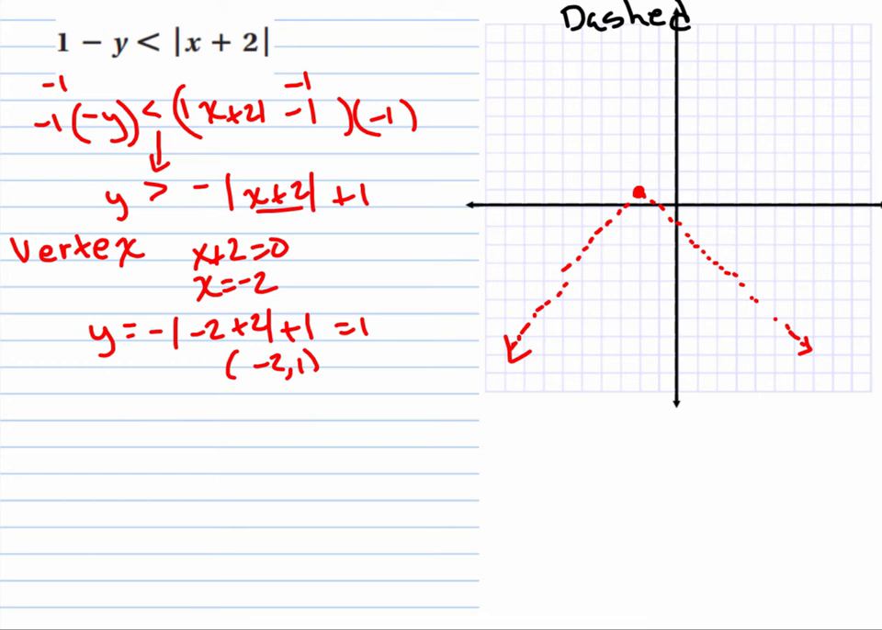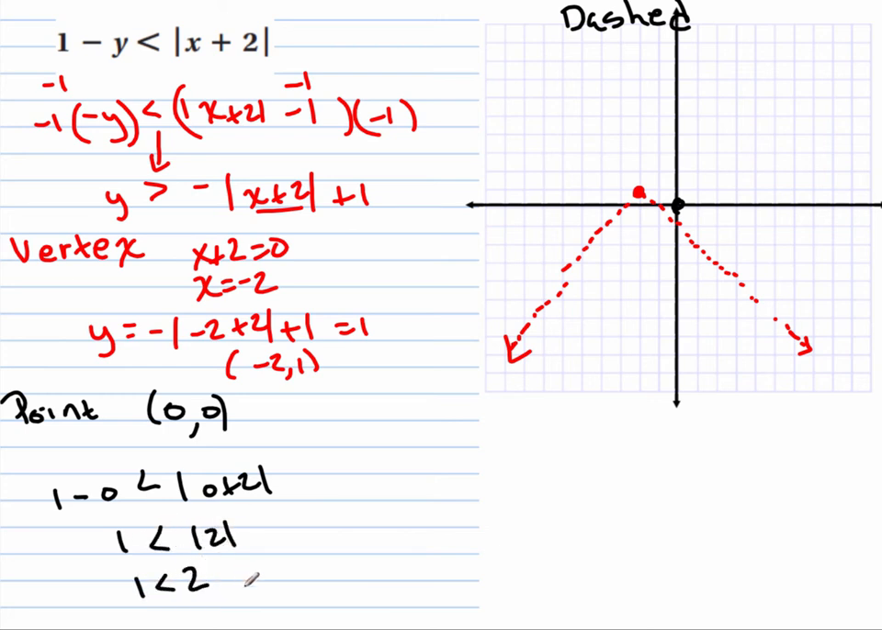Now you need to pick a side. You can pick any point you want. I personally like the origin. All right? So I want you to identify the point you're checking. In this case, I'm going to pick the origin. And I'm going to go back up to my original equation and see if it satisfies my original equation. So 1 minus 0, is that less than the absolute value of 0 plus 2? Is 1 less than the absolute value of 2? Is 1 less than 2?